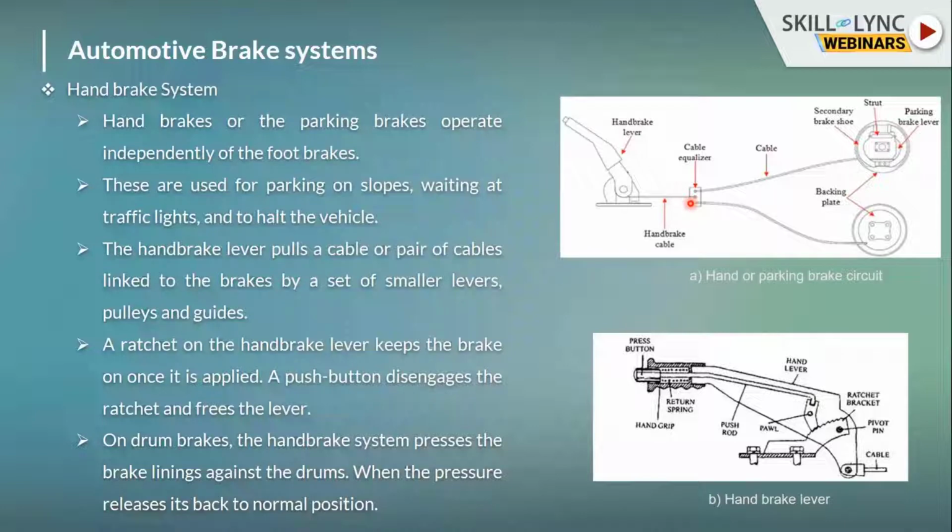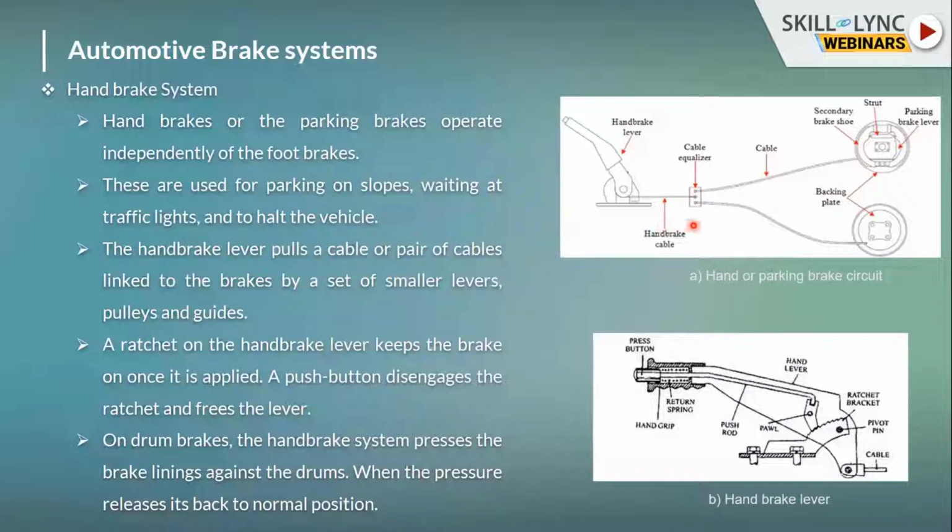But in the handbrake system, all the units will be a mechanical linkage only. So as we see here, these are the components of the handbrake system. Here also, the same: the parking brake lever, the shoes and the cable. This is the normal steel cable. This is the brake cable equalizer, handbrake lever, and the handbrake cable.